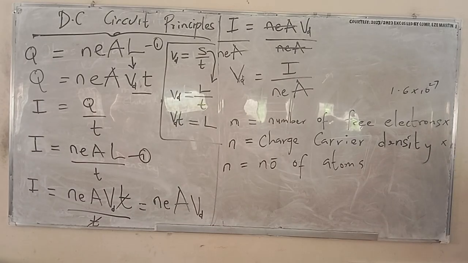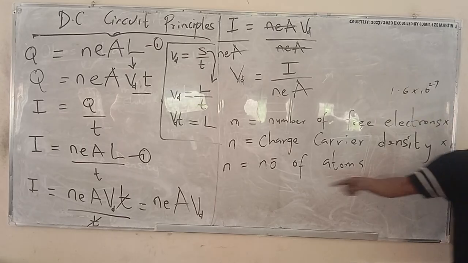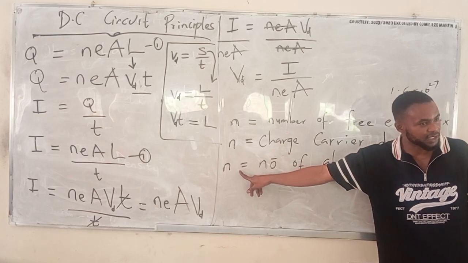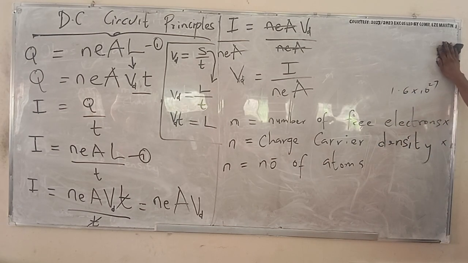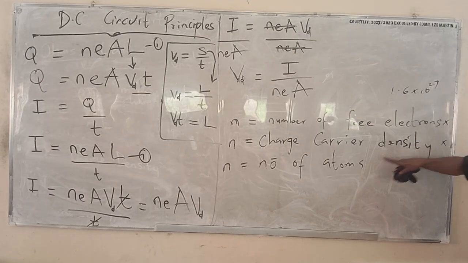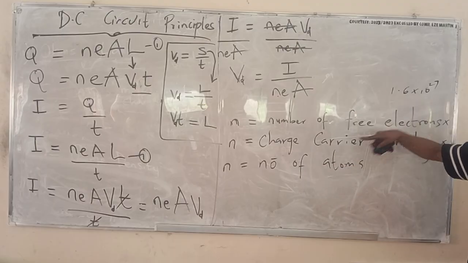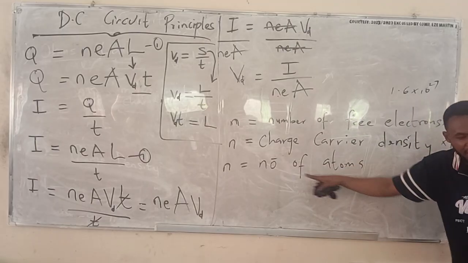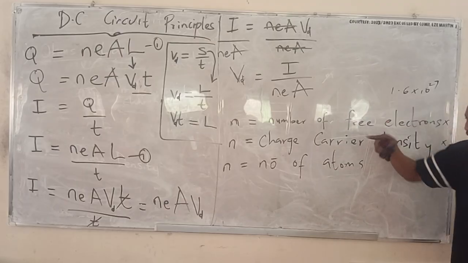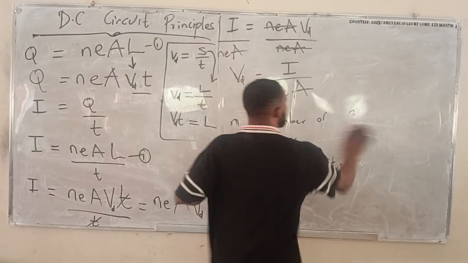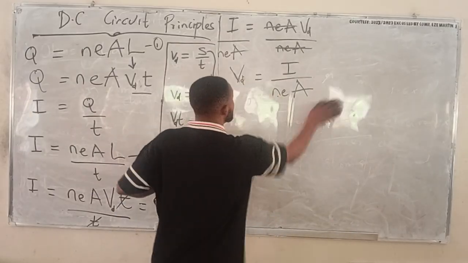But in a situation where they did not give you, the only way for you to find it is using your chemistry knowledge of amount of substance, because n stands for amount of substance, mole. Mole talks about number of atoms. So you must use this knowledge of chemistry from secondary school to find your charge carrier density. Whatever you find will be the same answer as whatever they give you here. It's constant.